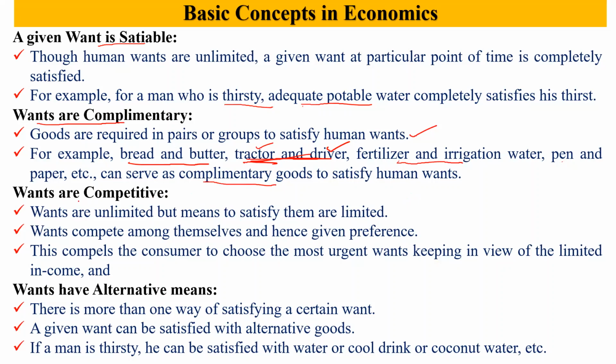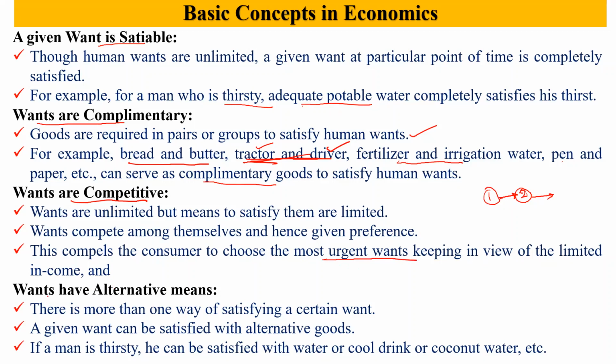The next is human wants are competitive. That is, because wants are unlimited and there are very few means to satisfy them, the wants will compete among themselves and we give preference. If we have unlimited wants, we give preference to the most preferred want and satisfy it first. Then after this, we give the preference to the next. So we say that human wants are competitive. This compels the consumer to choose the most urgent want, keeping in view limited income.